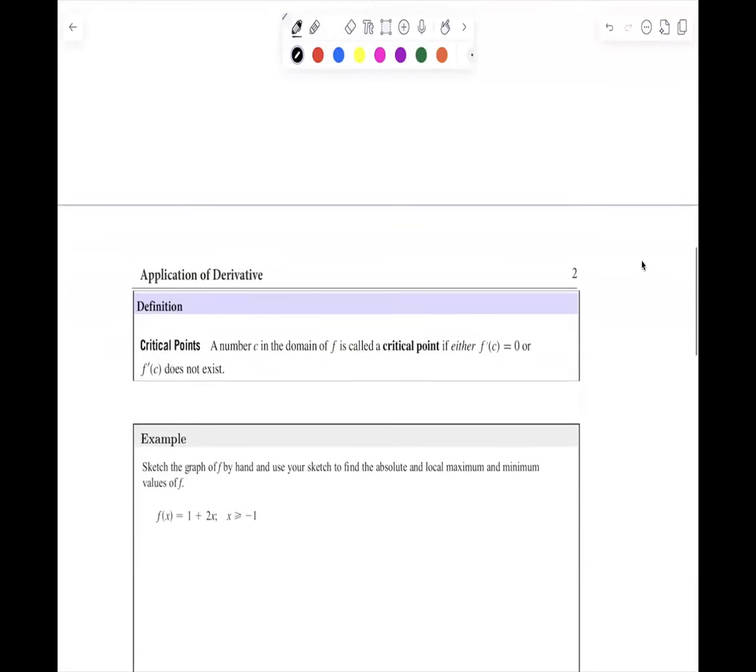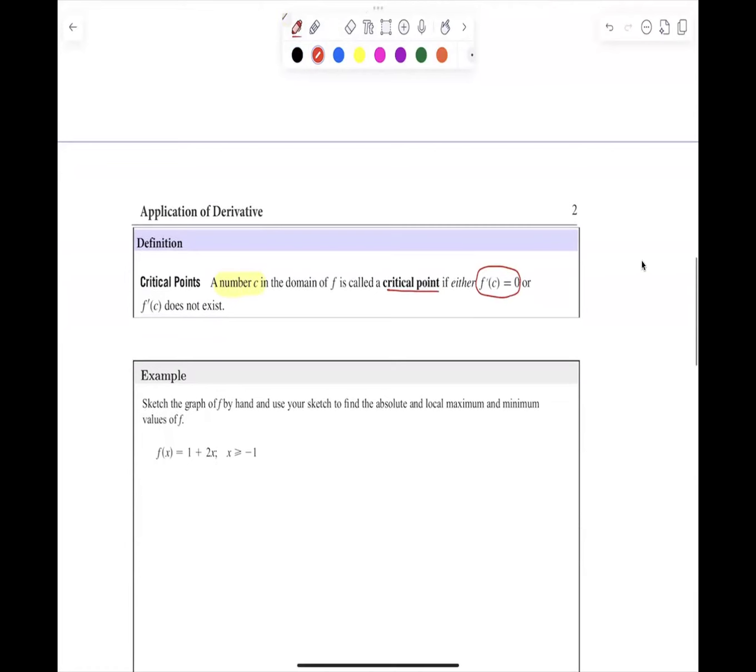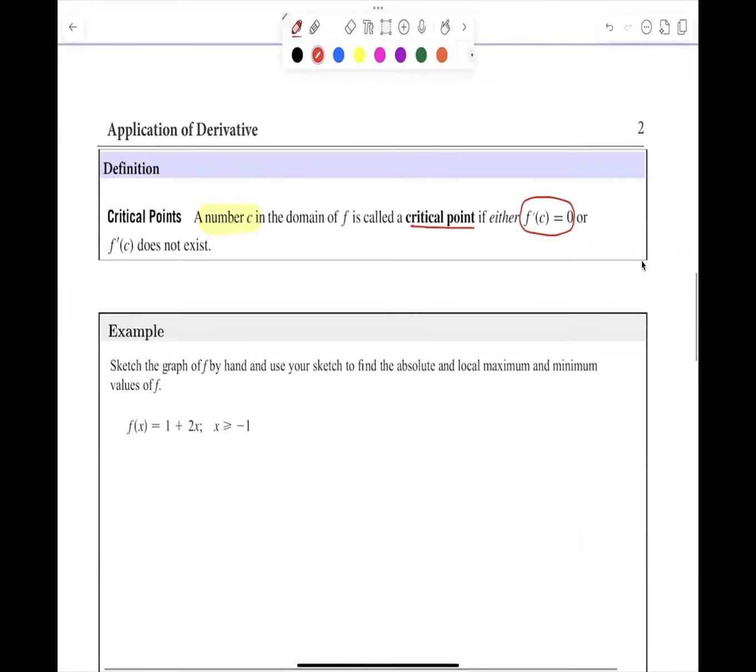What is the definition of a critical point? A number like c, a number on the horizontal line in the domain of function f, is called a critical point if, when you take the derivative of the function at that value, it is equal to 0, or the derivative doesn't exist. So these are two criteria that give us the critical point or critical points of a function.